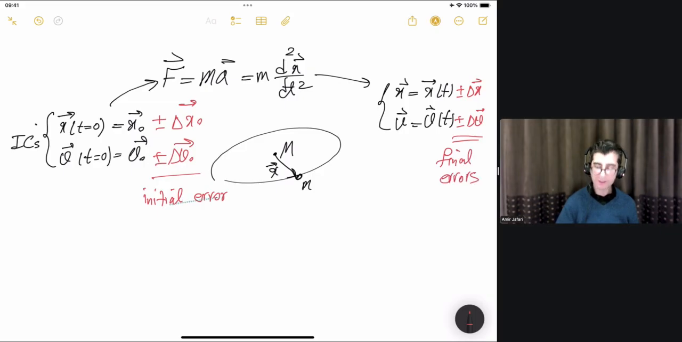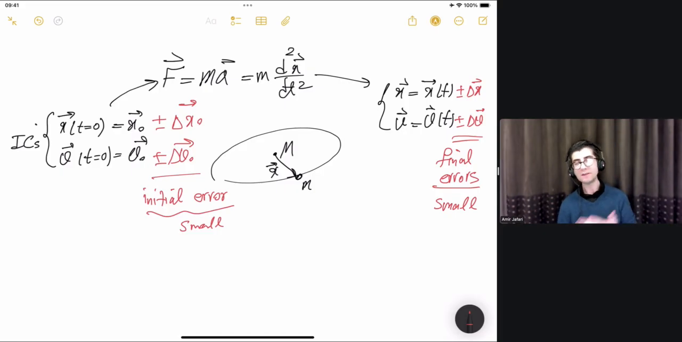In many applications of Newtonian mechanics, if you say that this is small in some sense, I'm not going to make it mathematically precise, but you get the point. If the error compared with the main value of x0 or v0 is small, the assumption is that the final error will be small as well. And in many situations it is. So this is the case, and you have no problem. Errors are kind of an engineering problem, so we don't talk about them in physics.